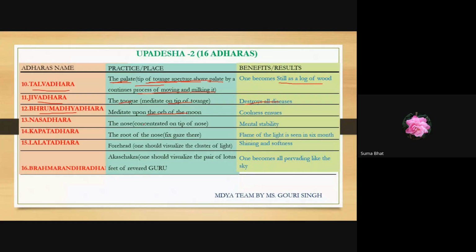So that is the orb of the moon. Here it is talking about the shape, orb. Orb means the circular form of the moon. You have to visualize it in that way, whenever you do it on the full moon. And you have to do the meditation on that, so that the benefit you get is that you will ensure coolness.